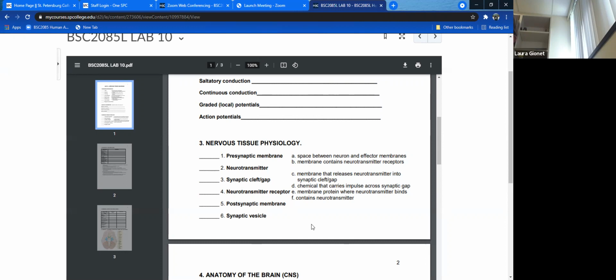D, the chemical that carries an impulse across the synaptic gap. That's number 4, your neurotransmitter. I'm sorry, number 2, your neurotransmitter. And then E is the membrane protein where the neurotransmitter binds. And that would be 4, the neurotransmitter receptor. And then F contains a neurotransmitter. That would be 6, your synaptic vesicle.